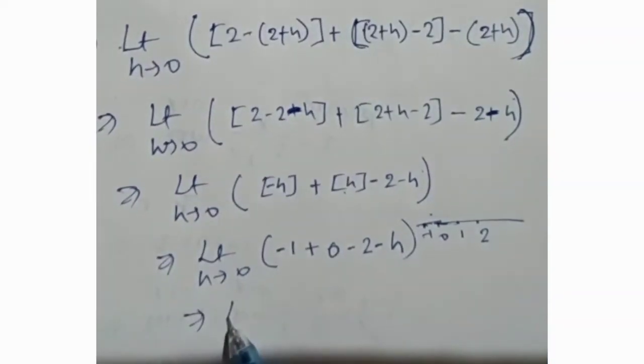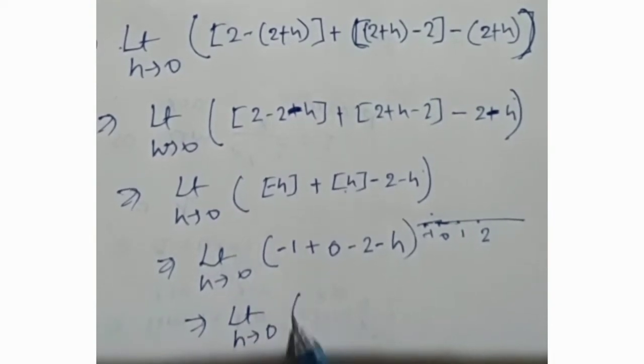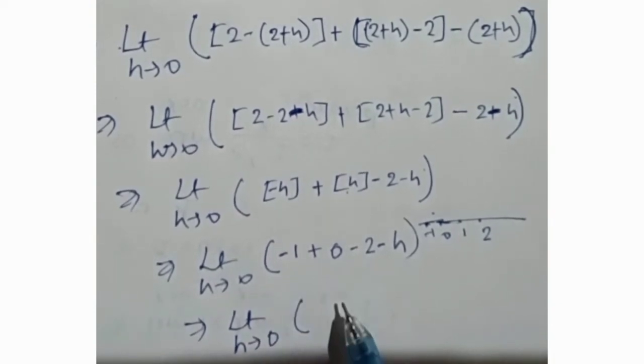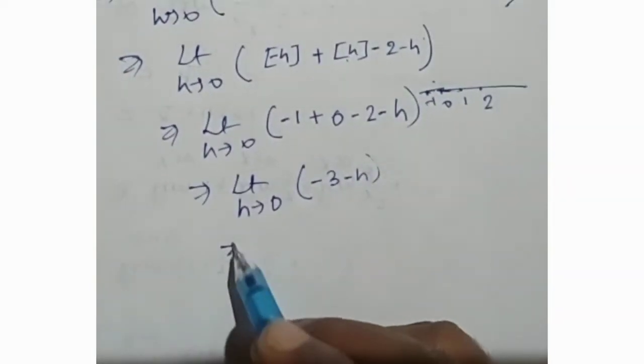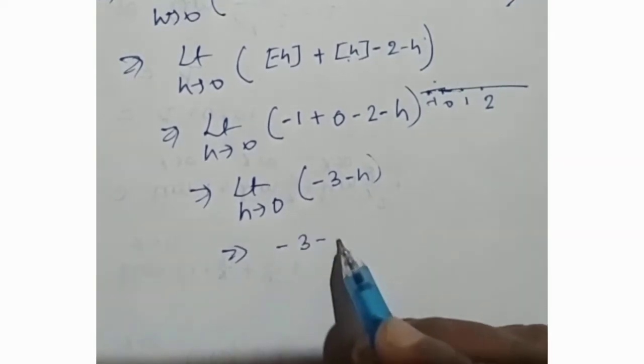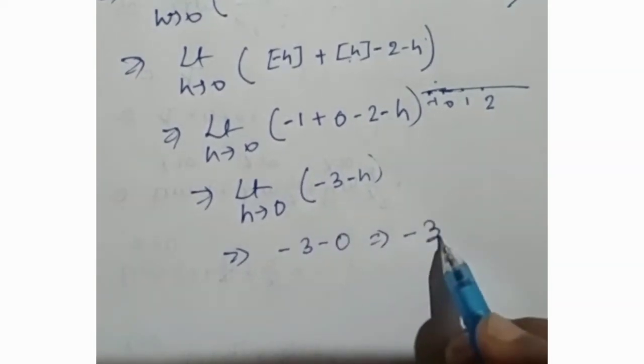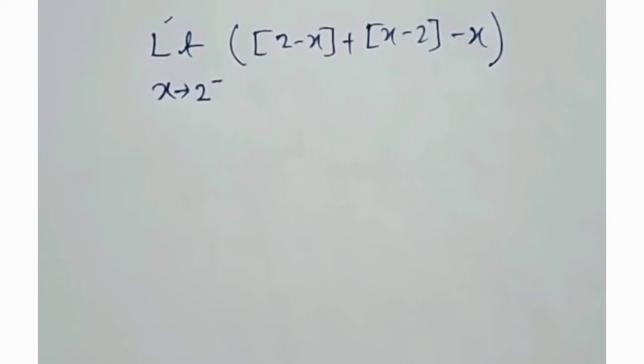So the next line will be limit h tends to 0, minus 1 plus 0, minus 2 minus h. So this will be minus 3 minus h. You simply put the value of h, so we will get minus 3 minus 0. This is minus 3. So guys, now we'll check the left limit.